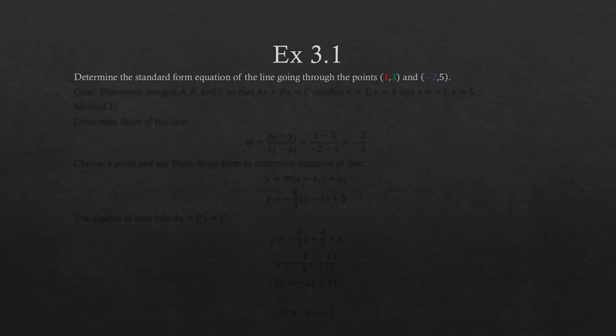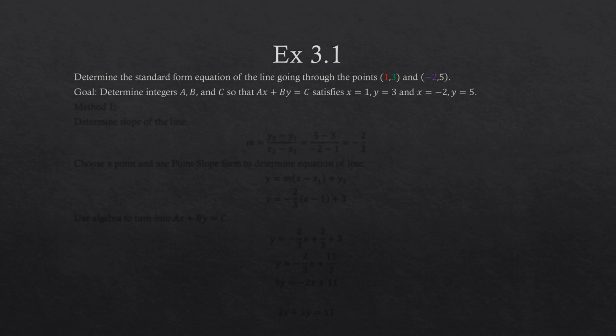All right, a little bit more complicated example. We're going to determine the standard form equation of the line going through the points (1, 3) and (-2, 5). So that means we have to find three integers, a, b, and c, so that ax plus by equals c is satisfied when we plug in (1, 3) and when we plug in (-2, 5).